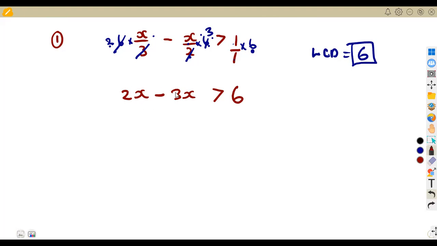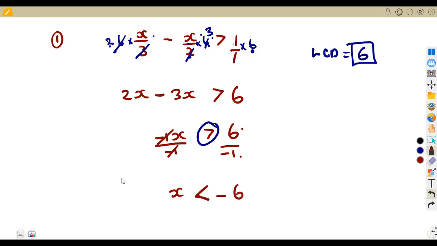Okay, anyways, 2x minus 3x, so it's 2 minus 3, which is going to be minus 1x, which is the same as minus x, is greater than 6. So remember, this is the same as minus 1x. So to find x, we have to divide by -1 both sides, so that this becomes a positive x. But remember what I said about the inequality sign, because you are dividing by a negative number, the inequality sign has to reverse, it has to change. So this changes. So it's now 6 divided by -1, which is -6.